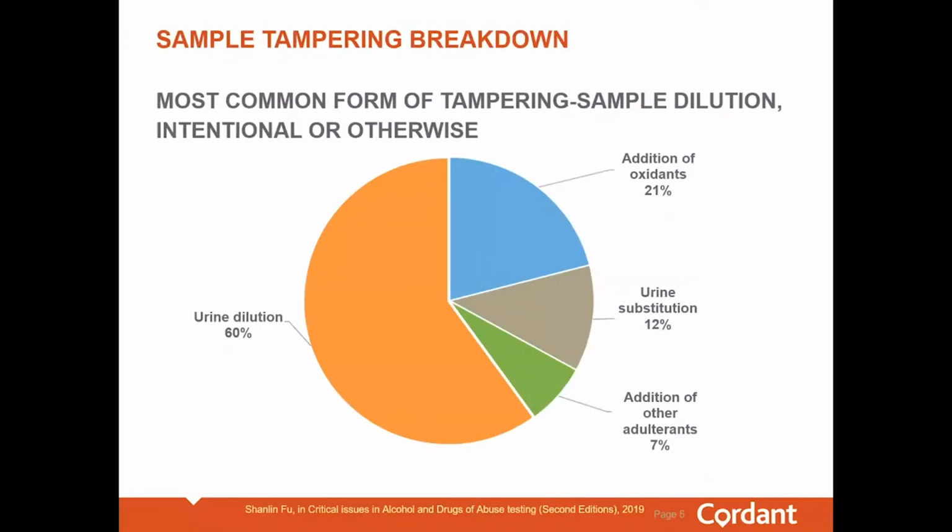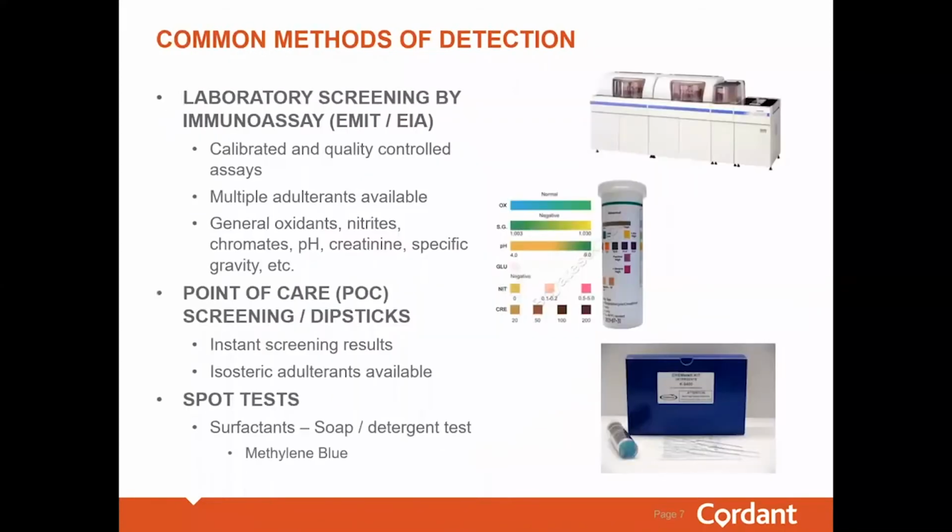According to a recent publication in 2019, the most common form of specimen tampering is by sample dilution, followed by the addition of oxidants, and then substitution. We will dig into each of these categories in further detail. Let's begin by understanding the methodologies out there to identify tampering.